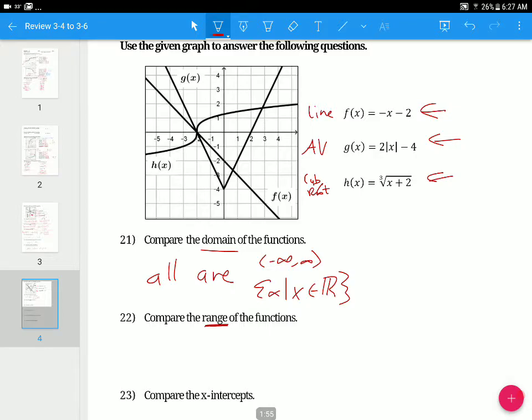All right, compare the range of the function. So the range, how far up and down it'll go. And again, you look at your charts and you realize, hey, the line and the cube root had the same range. So f of x and h of x are also all real numbers. So we can say negative infinity to positive infinity, or we can say y bar y is a subset of all real numbers.